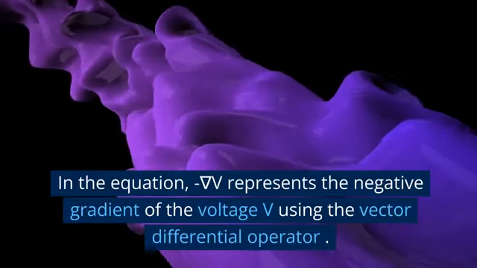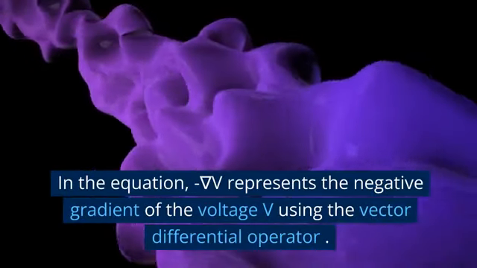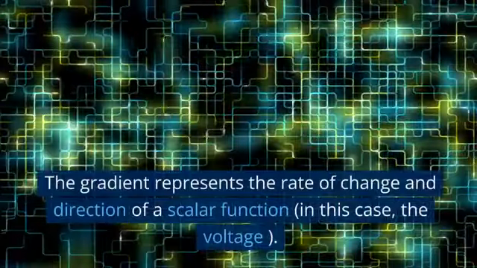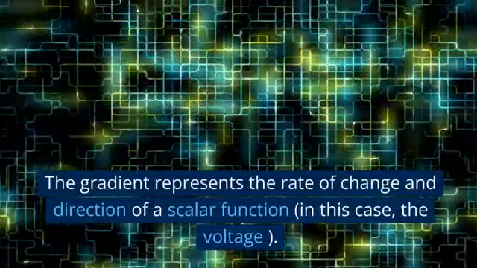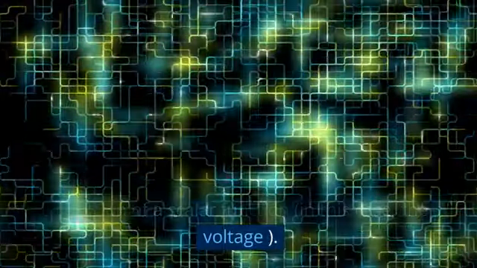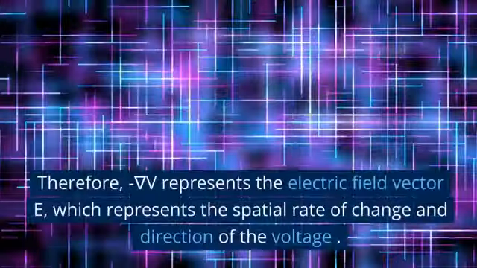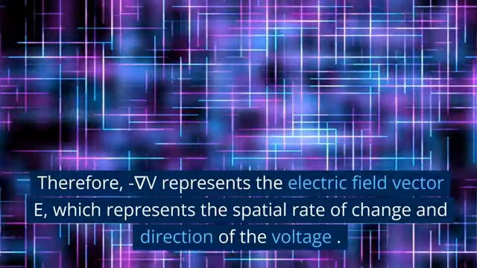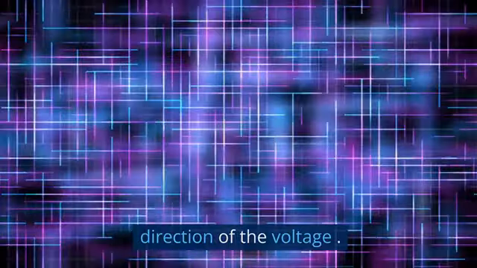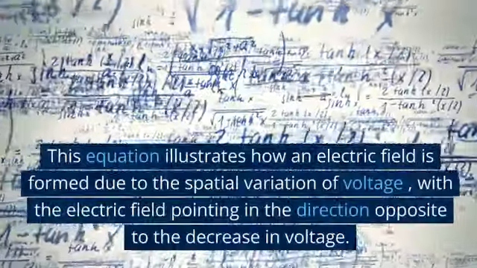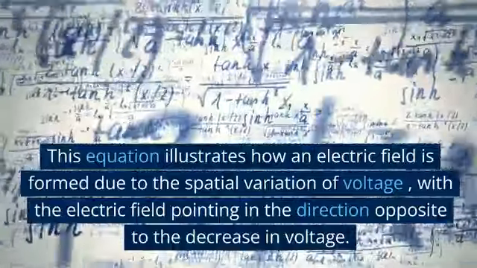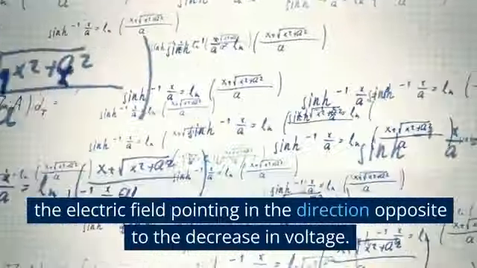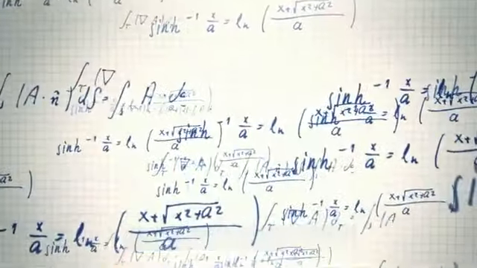In the equation, nabla V represents the gradient of the voltage V using the vector differential operator. The gradient represents the rate of change in direction of a scalar function, in this case, the voltage. Therefore, minus nabla V represents the electric field vector E, which represents the spatial rate of change in direction of the voltage. This equation illustrates how an electric field is formed due to the spatial variation of voltage, with the electric field pointing in the direction opposite to the increase in voltage.